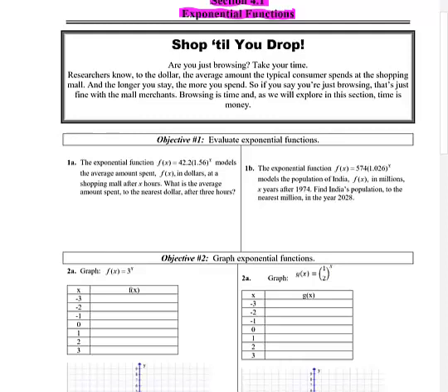Which I guess is kind of bad because I don't like complicated things, but then kind of good because I don't have to think very hard. My calculator is going to do the thinking. Just kind of bad and good.